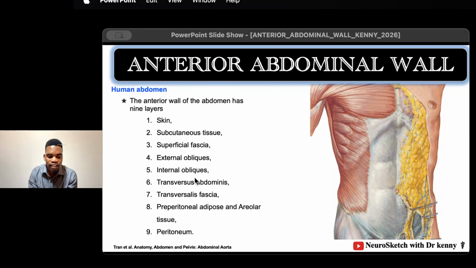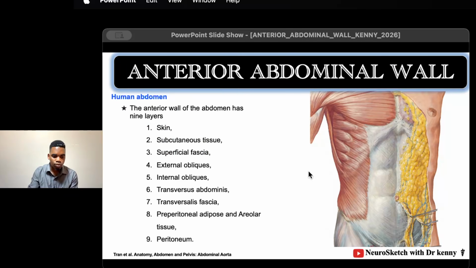After the transversus abdominis, we go through a fascia called the transversalis fascia. After this fascia, we still have a layer of fat, which is called the preperitoneal adipose and areolar tissue. You can just say a layer of fat, or preperitoneal fat. And after the preperitoneal fat, we come to the peritoneum, the parietal layer, as opposed to the visceral layer, that is covering the wall of the anterior abdominal wall and of course the posterior.